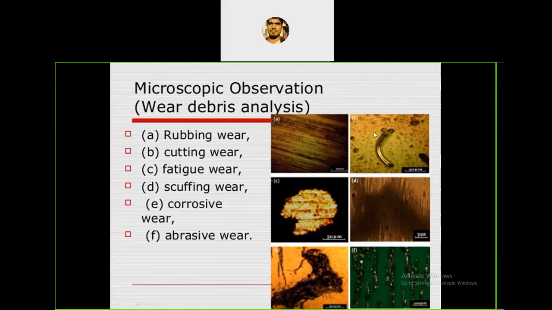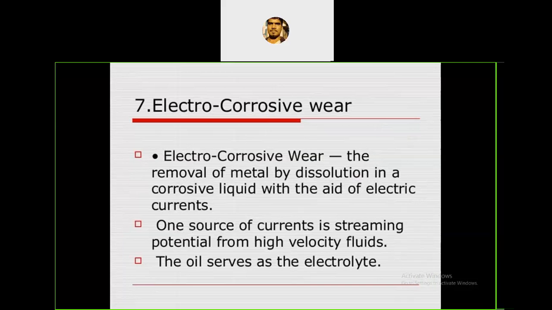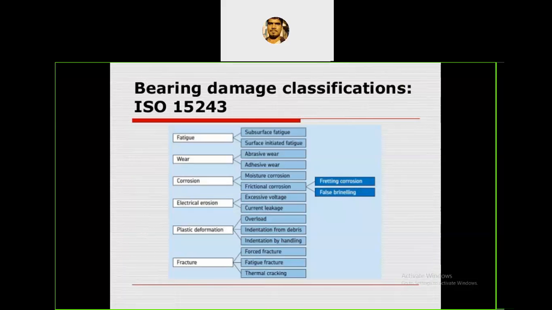Next, fatigue wear, scuffing wear, corrosive wear, abrasive wear. Abrasive wear you can see in grinding. So these are all different types of wear that you can see through the microscope. And these are the wear damage classifications according to the ISO. These are the types of wear, and because of each type of wear, the surface loses material.